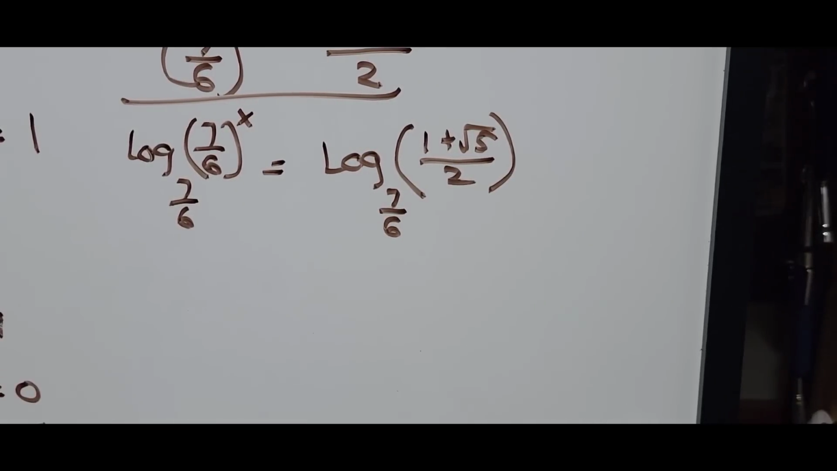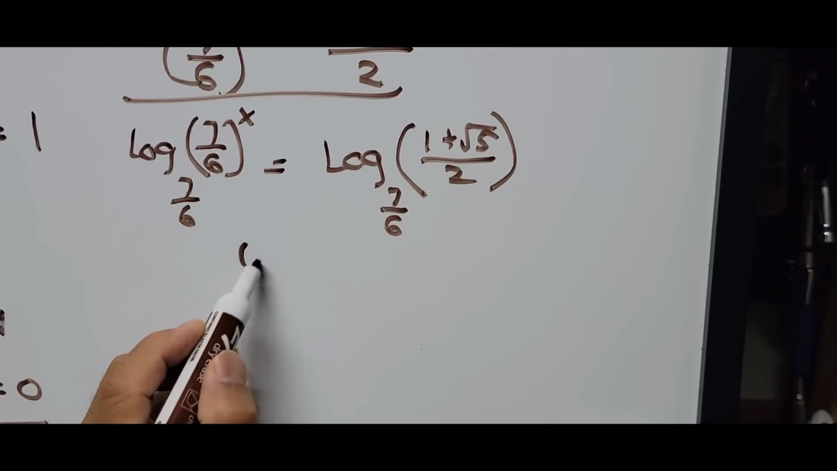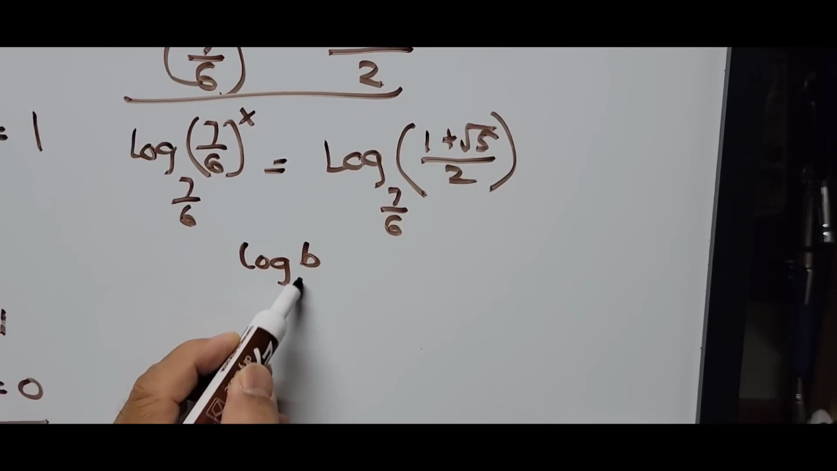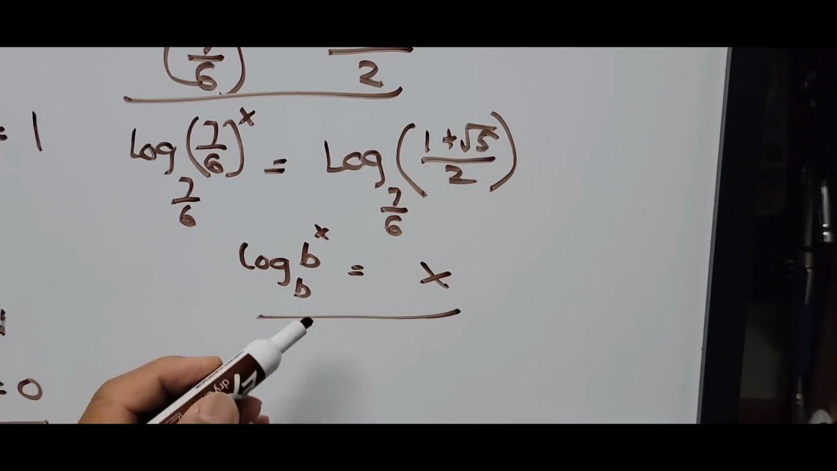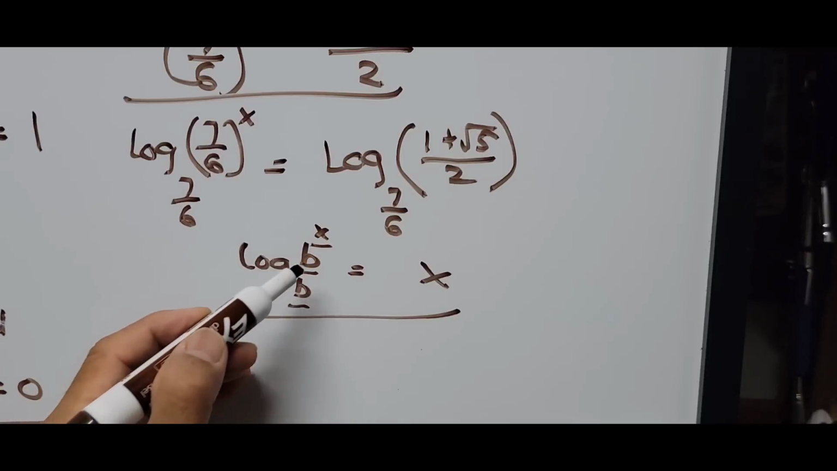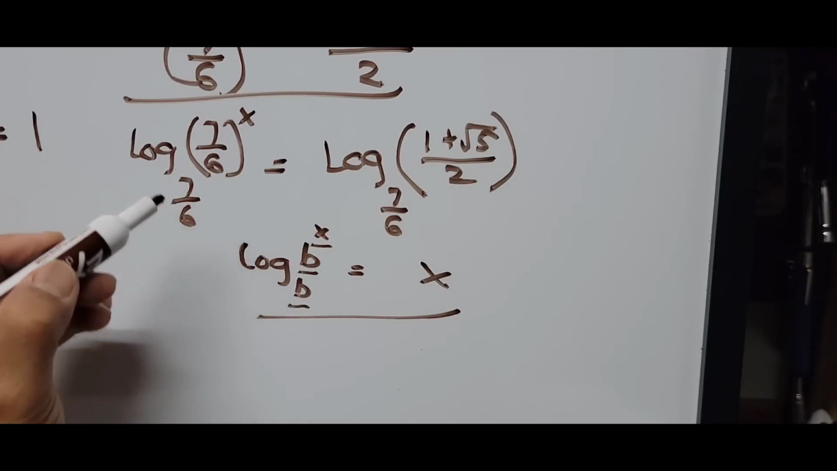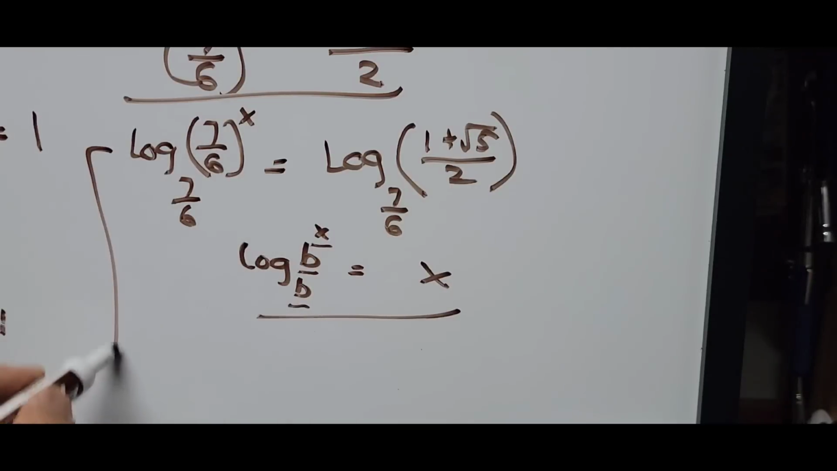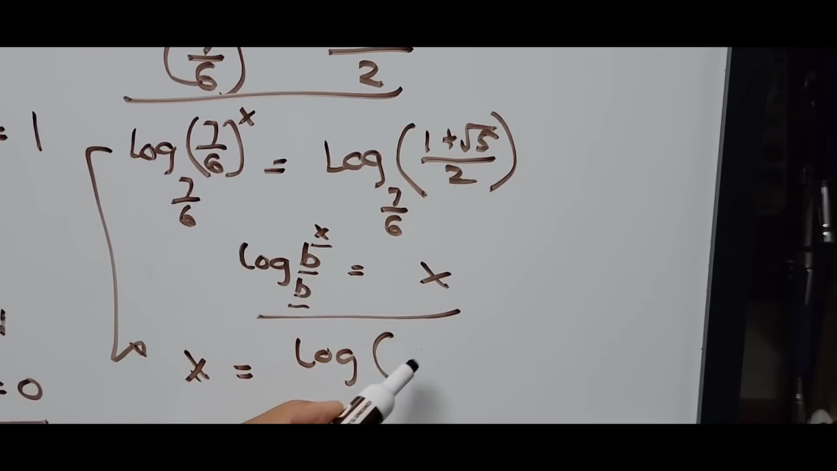Now in here we're using the same base, so the logarithm rule: the logarithm of b^x to the base b is equal to x. That ends up canceling the base with the same base, so we'll end up just writing the exponent. So that's what we came up with from here. x now is equal to the logarithm of (1 + √5)/2 to the base 7/6.